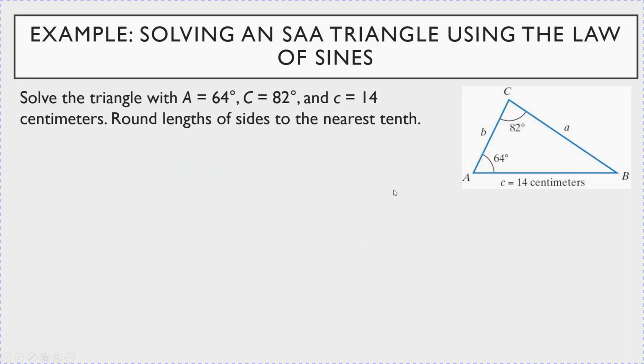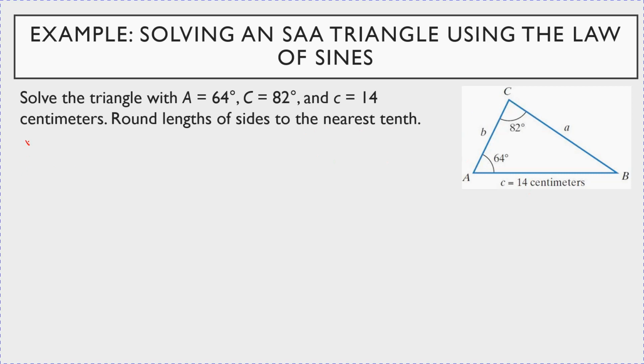All right, so let's do an example here. The first one will be a side-angle-angle. Let's solve this triangle. Right off the bat, you're told, and I've got the picture here, that angle A is 64 degrees, angle C is 82 degrees, and the length of c over here is 14 centimeters. It says to round to the nearest tenth for all these problems.